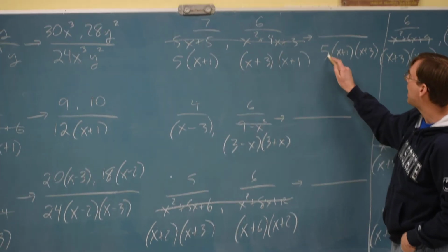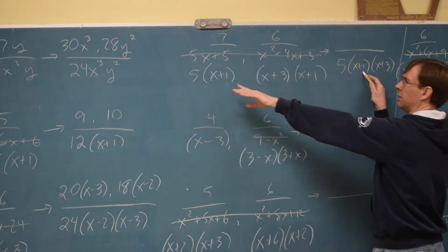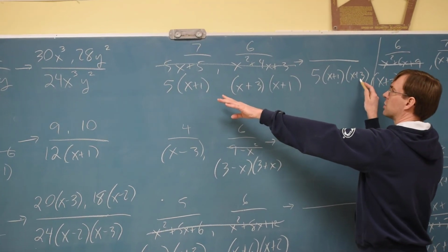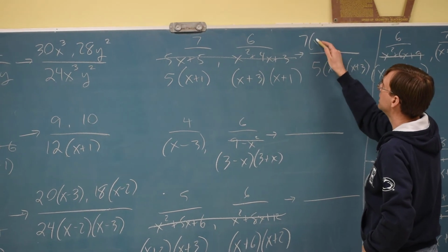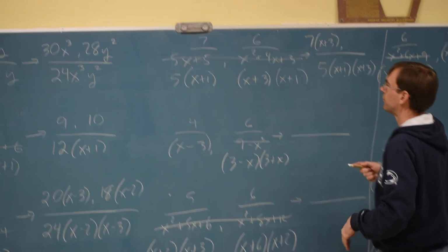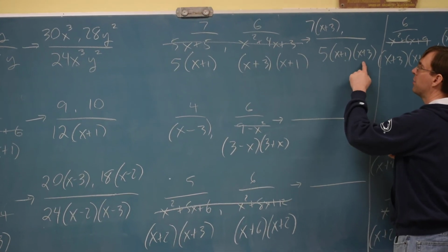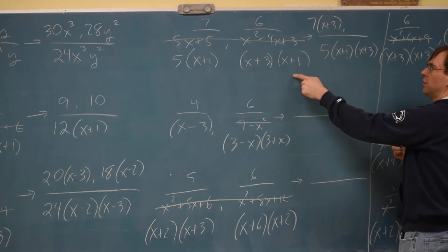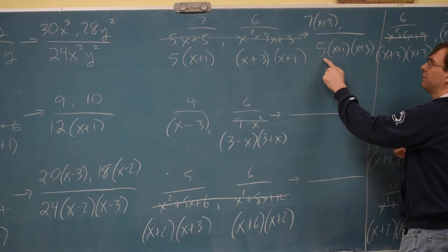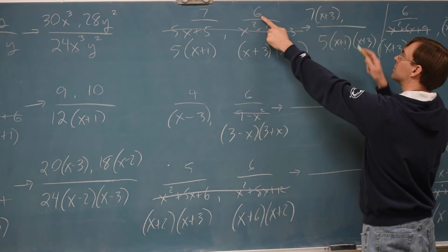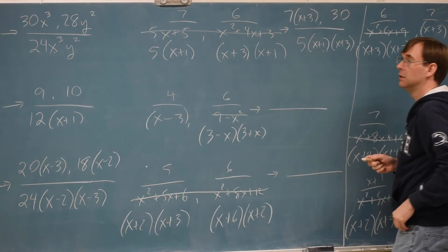For this first one, 5 is good. X plus 1 is good. They were already there. X plus 3 is new. So 7 needs x plus 3. For this, both of the parentheses, both of the factor groups are good. The only thing new is 5. So multiply 6 by 5, and that's 30.